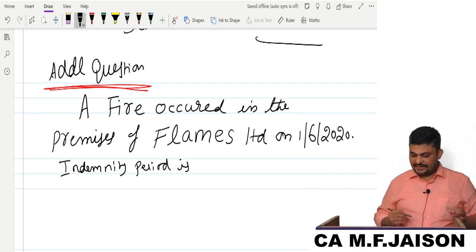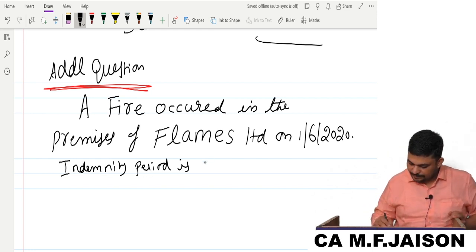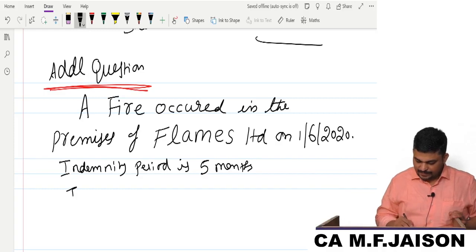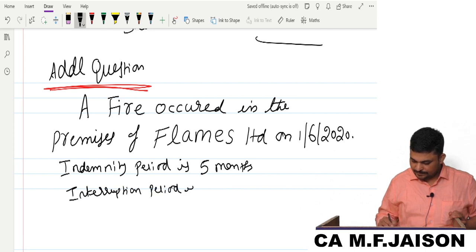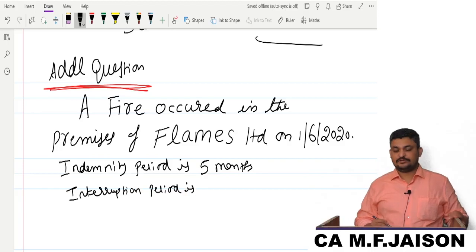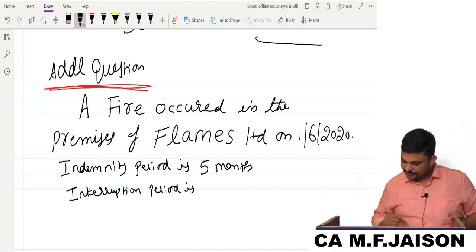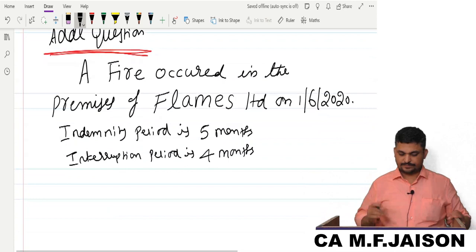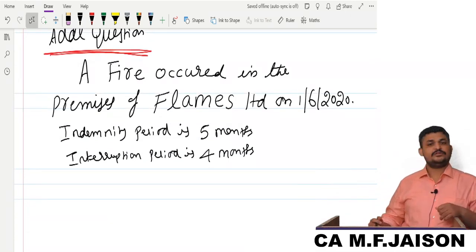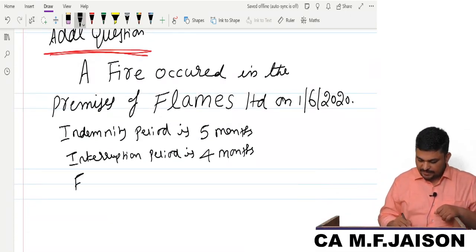Indemnity period is 5 months. Interruption period is 4 months.